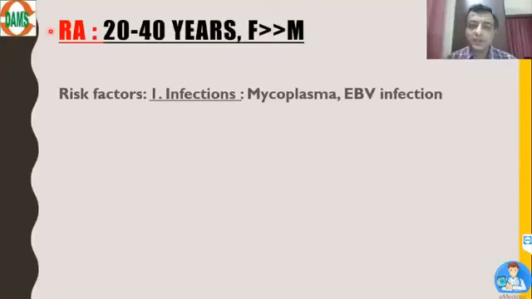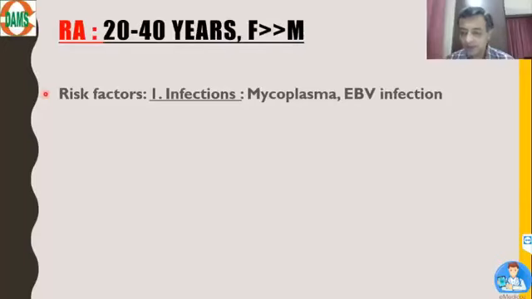That first point you are to write: rheumatoid arthritis is a disease affecting young to middle-aged females. When you look at the risk factors, the cause is idiopathic, but there are risk factors like we saw in SLE.